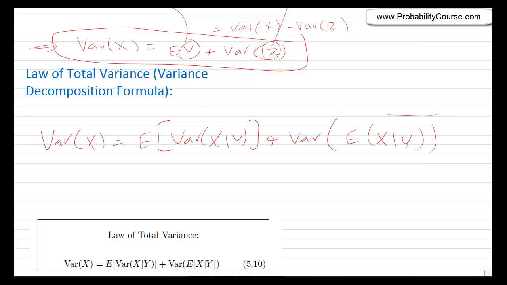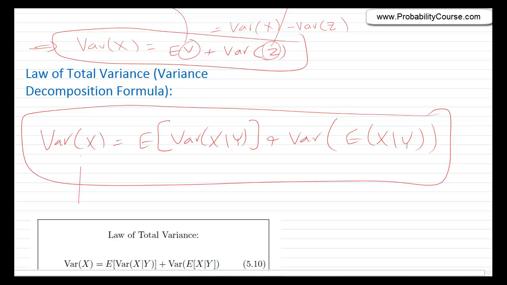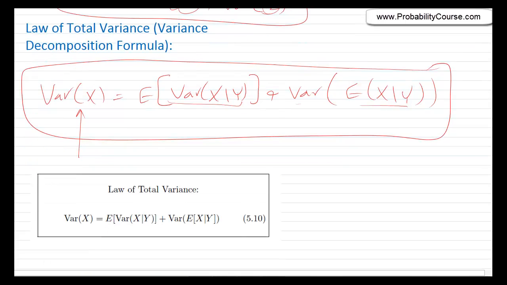So the law of total variance says that the variance of any random variable x can be written as the expected value of the conditional variance plus the variance of the conditional expected value. This is called the law of total variance, or the variance decomposition formula. And we're going to look at an example where we use everything that we learned in this video to practice all of these concepts.